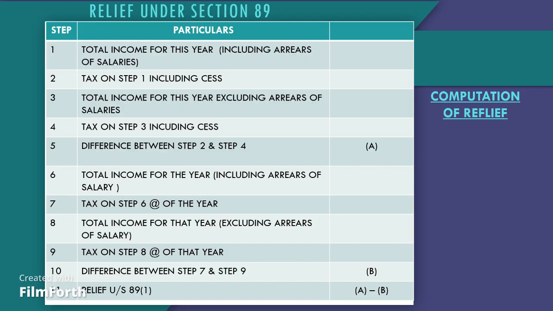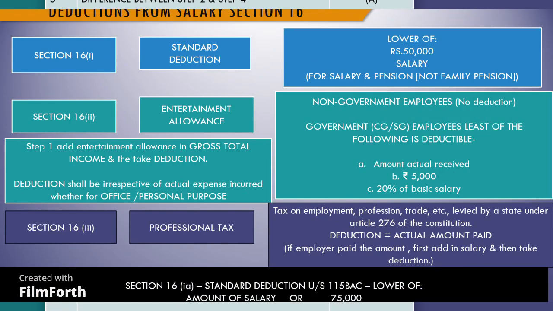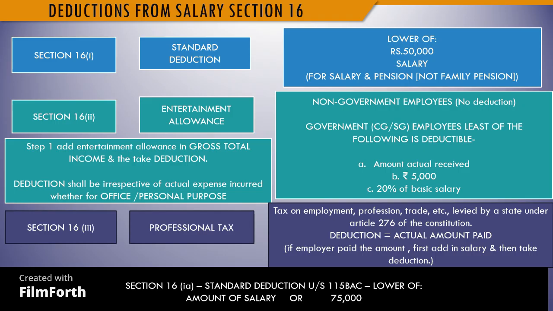Step 7. If tax computed in Step 3 is greater than tax computed in Step 6, then the excess amount is admissible as relief under Section 89. Step 8. If tax computed in Step 3 is less than tax computed in Step 6, then no relief is admissible under Section 89. In such a case, the assessee employee need not apply for relief.